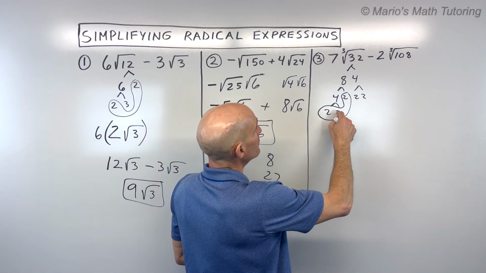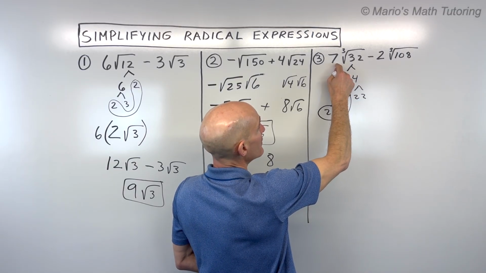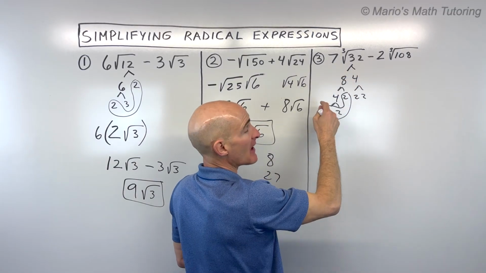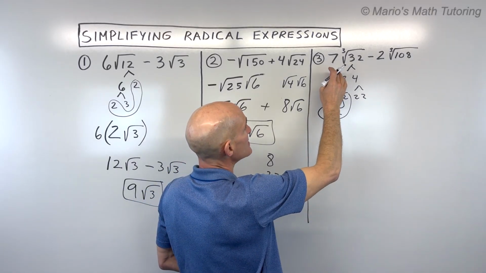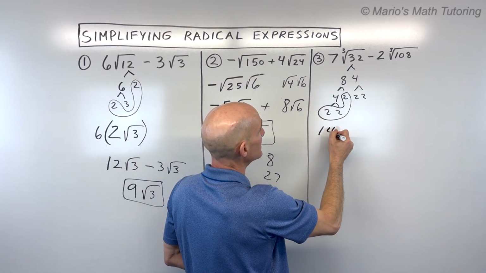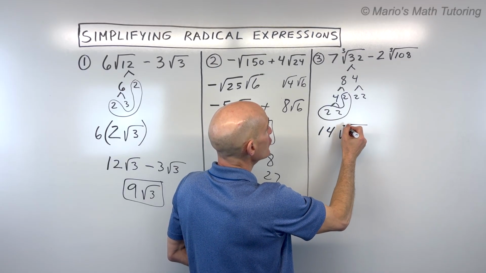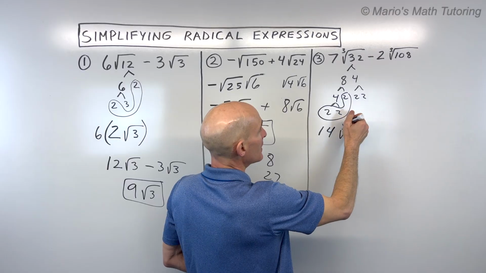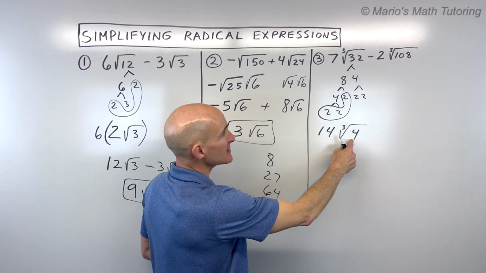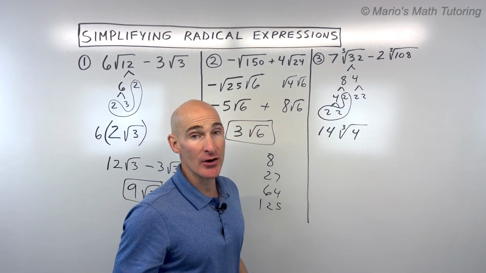Now this 2 comes out in front of the radical, but it's multiplied by that 7, because they're side by side with nothing in between, right? That means multiplication. So we've got 7 times 2, which is 14, cube root of 2 times 2, that's what's left over, that's 4. So whatever is left, you multiply that together, and that stays underneath. That's kind of like the remainder.